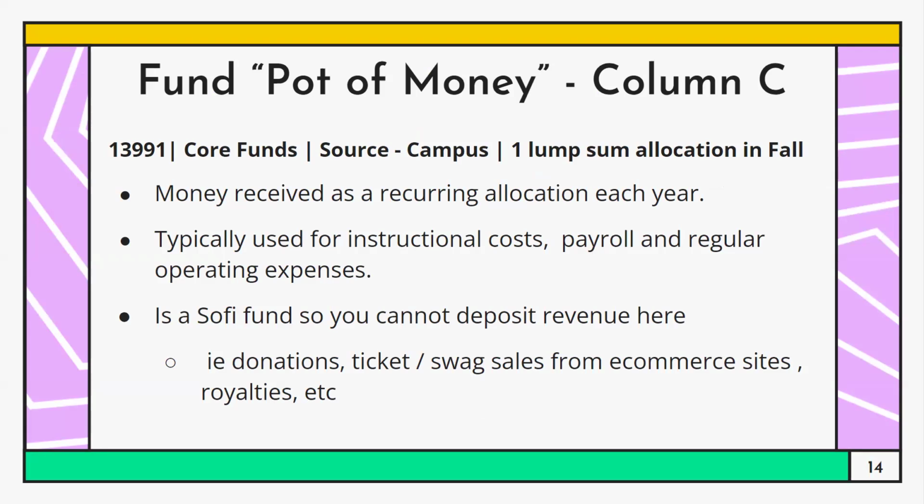It's typically used for instructional costs, payroll, and your day-to-day regular operating expenses. An important distinction is this is what is called a SOFI fund. So you cannot deposit any revenue into these COAs. So that includes any donations, ticket or swag sales you may have from your e-commerce sites like Eventbrite, Shopify, etc., royalty revenues your lecturers might get from books, sales, etc., and so forth.